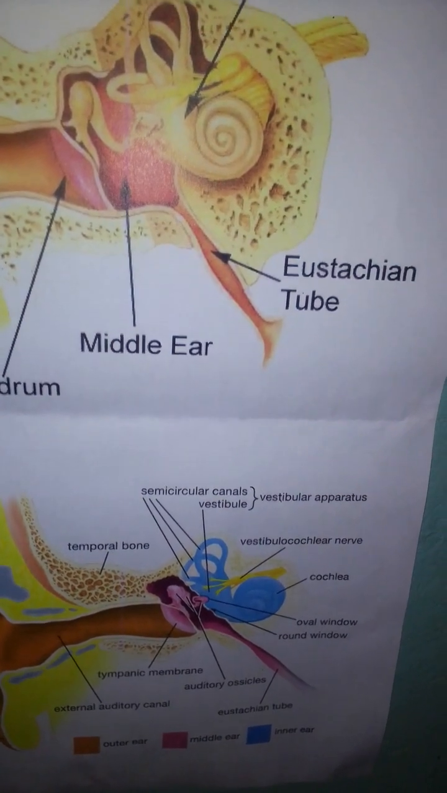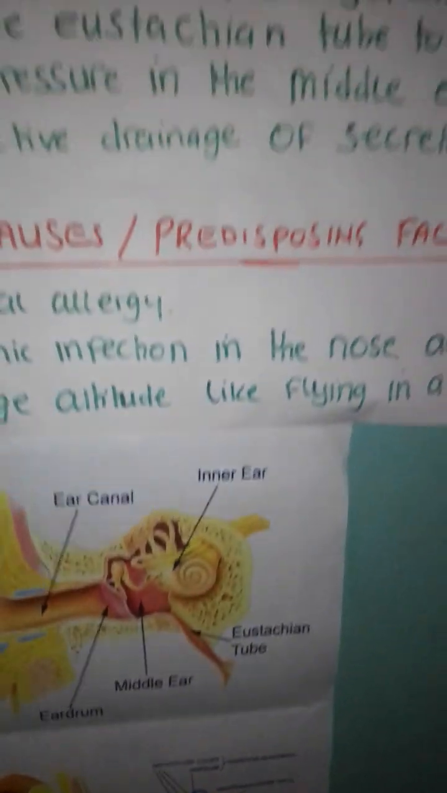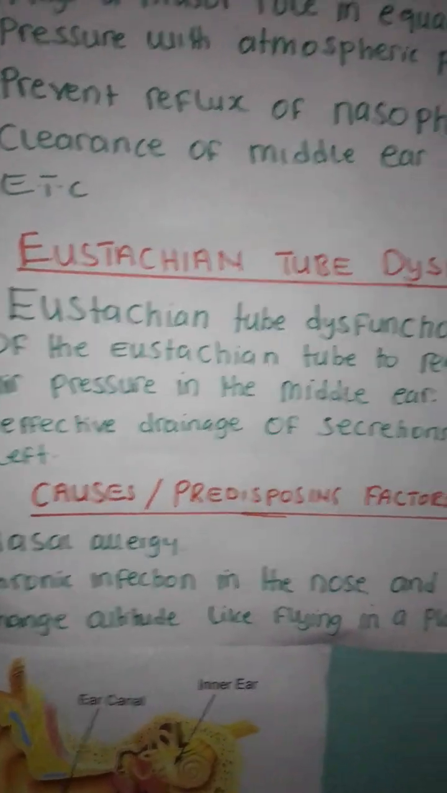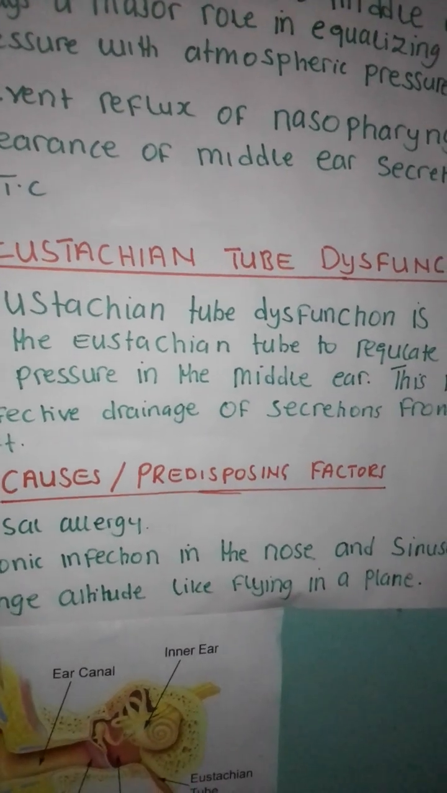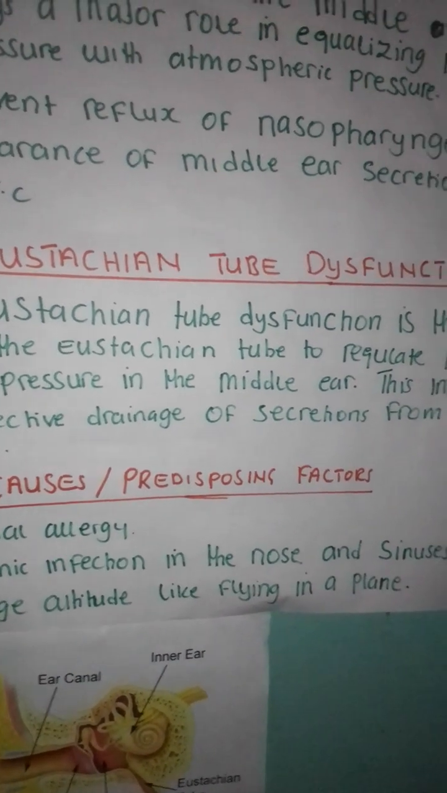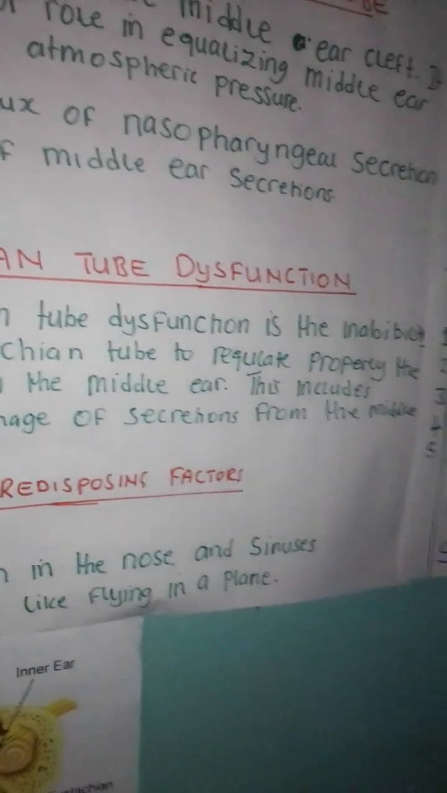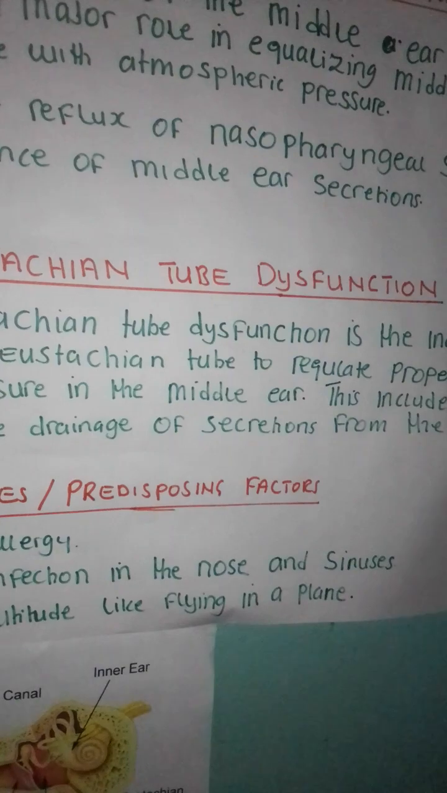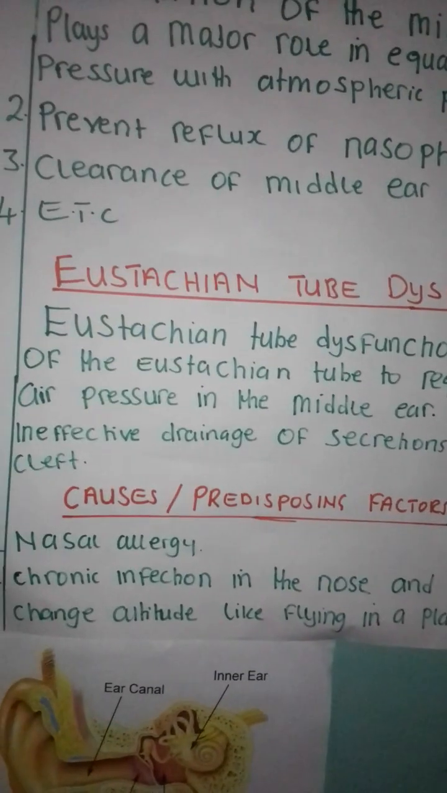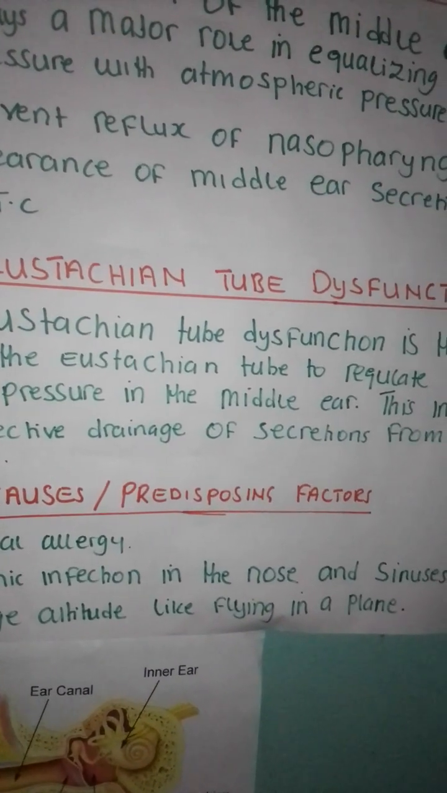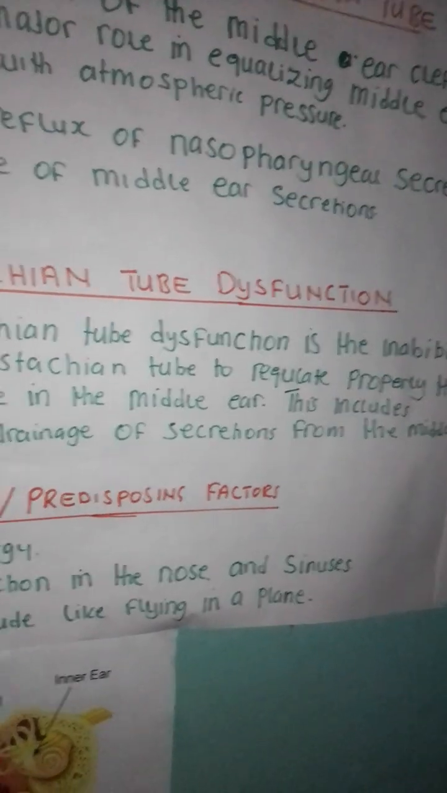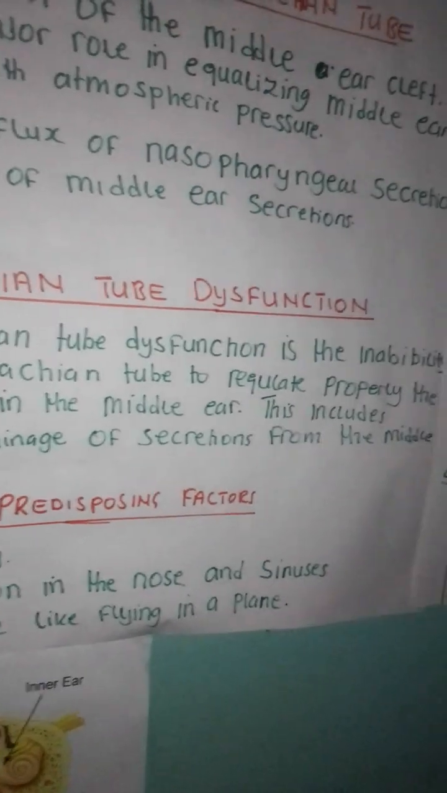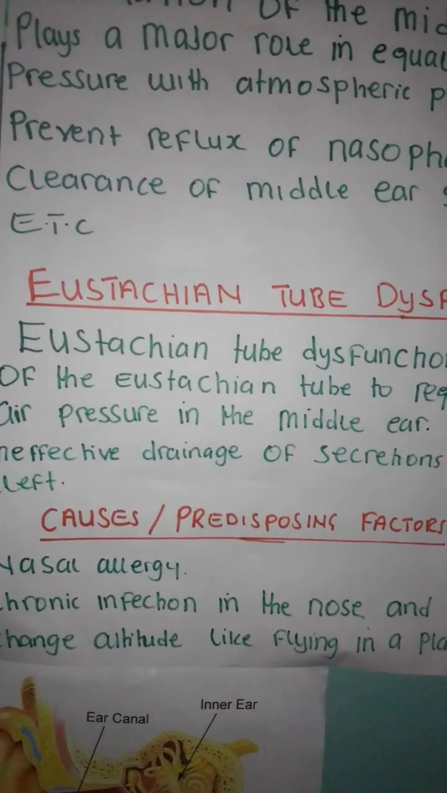Now, what is Eustachian tube dysfunction? Eustachian tube dysfunction is the inability of the Eustachian tube to regulate properly the air pressure in the middle ear. This also includes the ineffective drainage of secretions from the middle ear cleft.